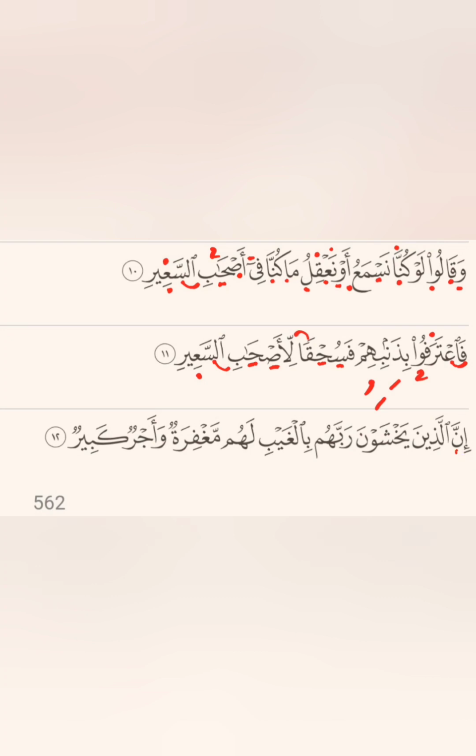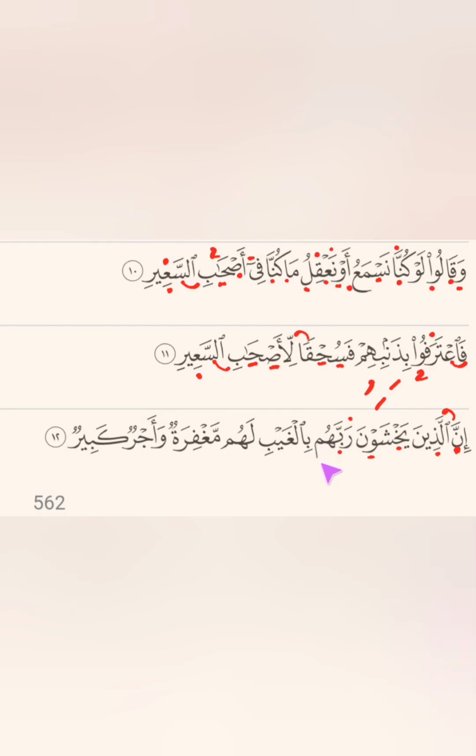Inna alladhina, noon shadda, make it a strong gunna. Dal will come from the tip of your tongue. Inna alladhina yakhshawna. Kha will come from the top of your throat. You know the sound. Yakhshawna rabbahum. This is a lean sound again. Ra is heavy. Ba. ربهم.